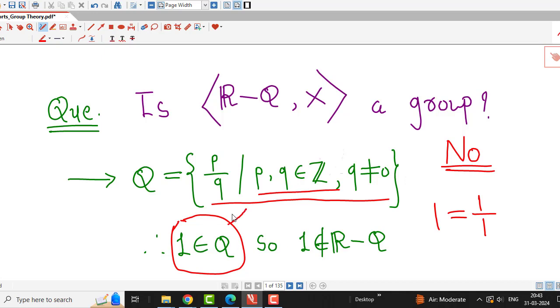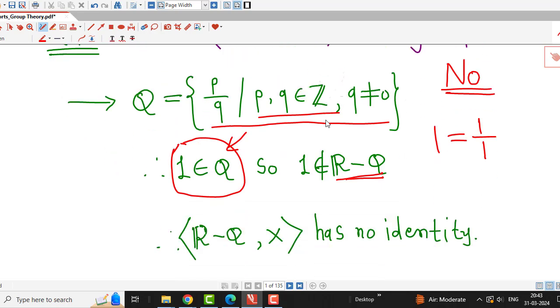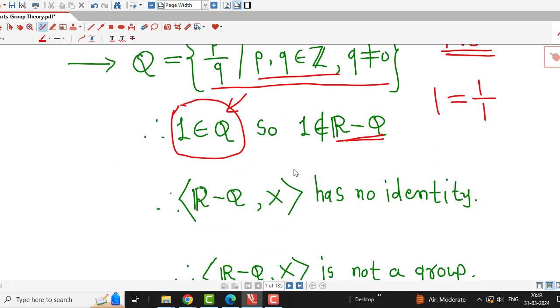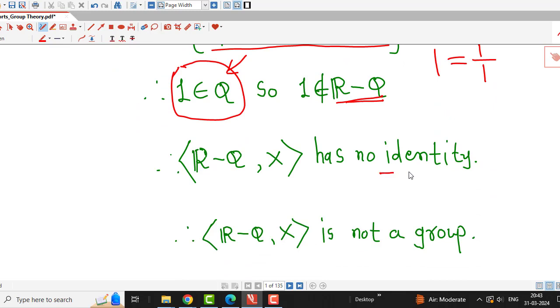Therefore 1 is in this set of rational numbers, and because R minus Q is the complement of Q with respect to R, 1 is not in R minus Q. That means R minus Q does not contain 1, which is the identity with respect to multiplication. Therefore the existence of identity property is not satisfied in this set R minus Q with respect to multiplication.